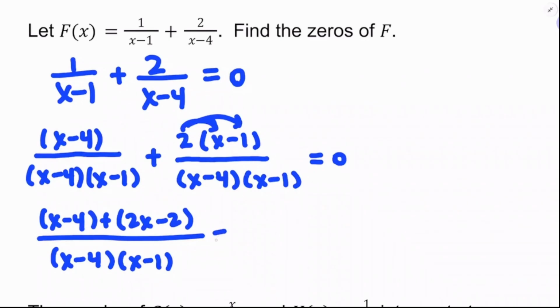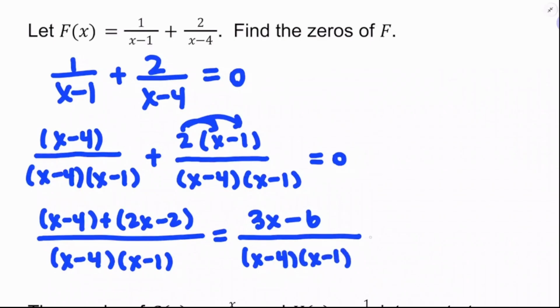Okay, and this is going to equal 0, but I'm going to do the collecting like terms right now. X plus 2x is going to be 3x. Negative 4 plus negative 2 is negative 6 over the same denominator, x minus 4x minus 1. Okay, and if this is equal to 0, I've got a single fraction, this is probably where I can grab the numerator, set it equal to 0, and solve.